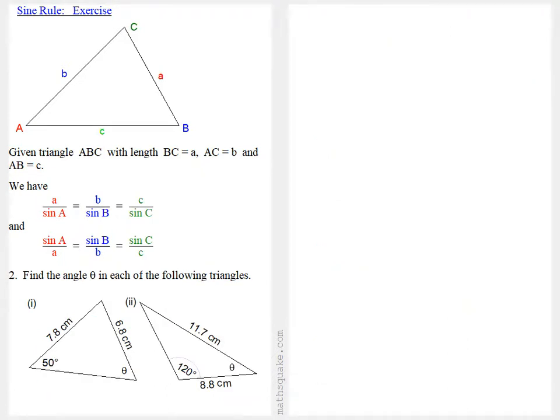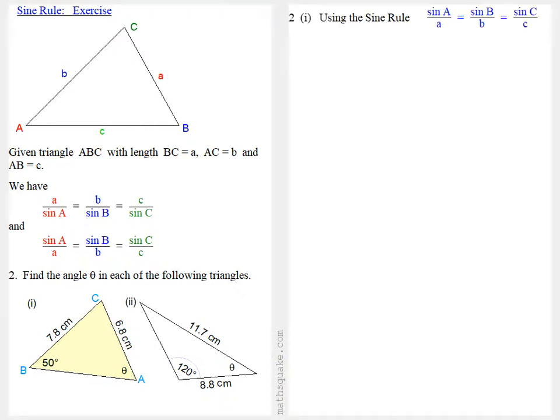Now in question 2, in each part, we're given a triangle with two sides given and one angle given, and we're asked to find a missing angle. So, in part 1, we're given a triangle with sides 7.8 and 6.8 centimeters and an angle of 50 degrees, and we're asked to find the angle theta.